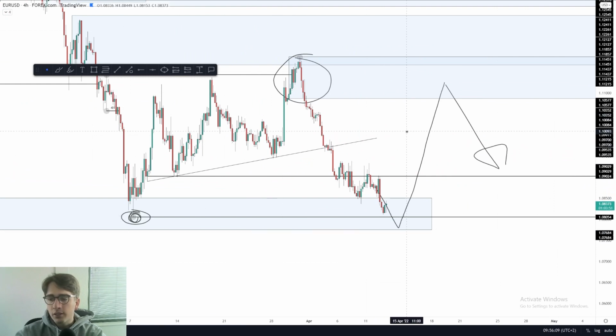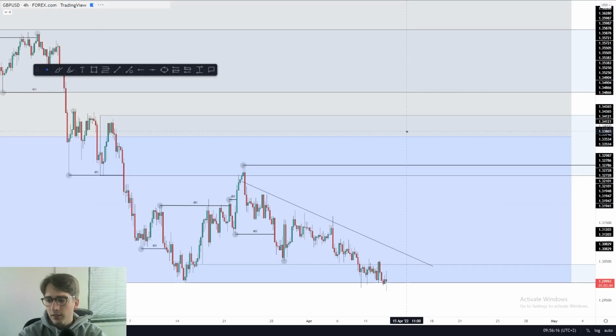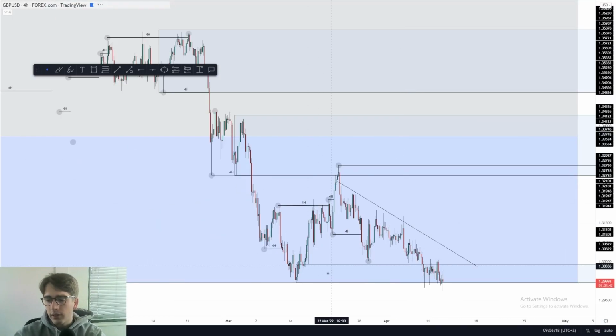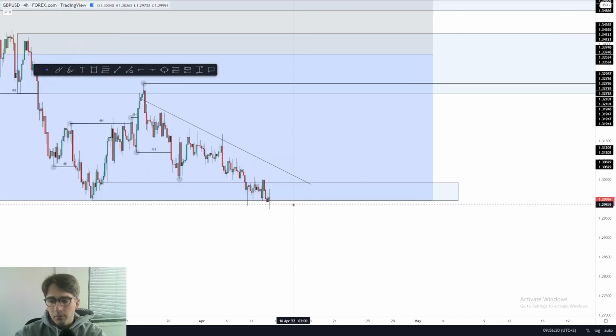For the rest, nothing much to say, as the market is just absolutely hideous. So let's head over to pound dollar. Pound dollar took out the lows again, pretty much just chopping around.